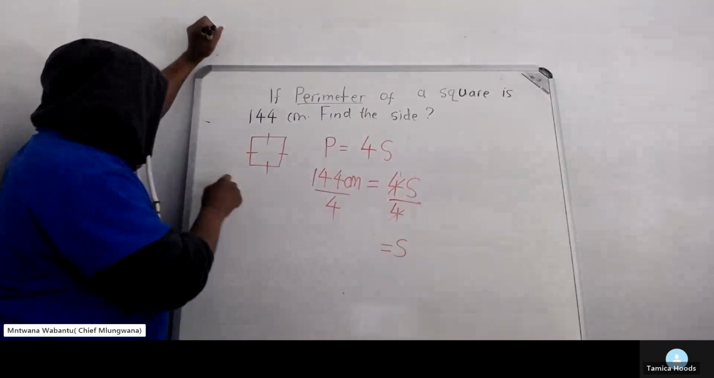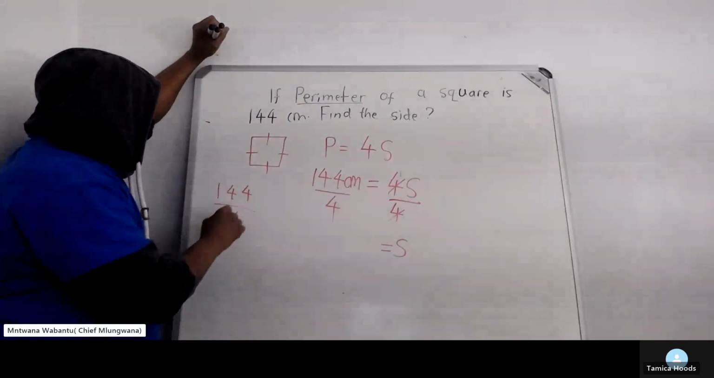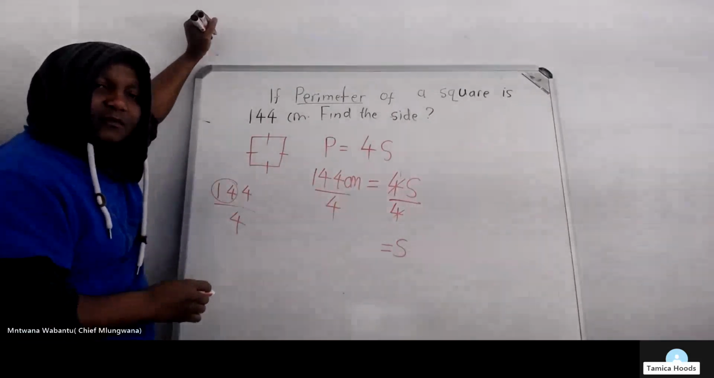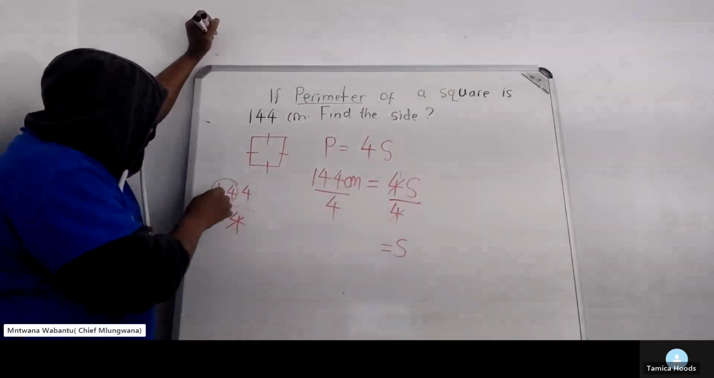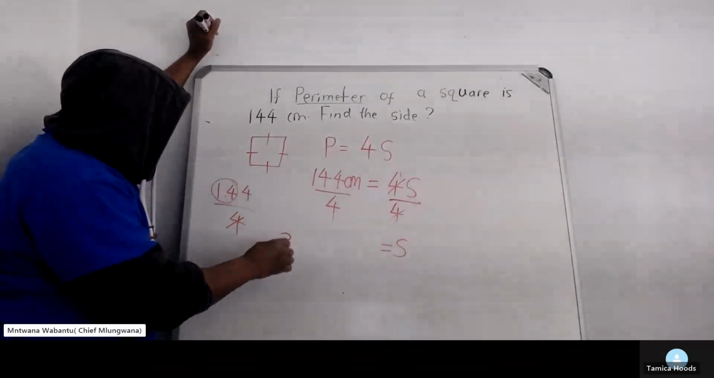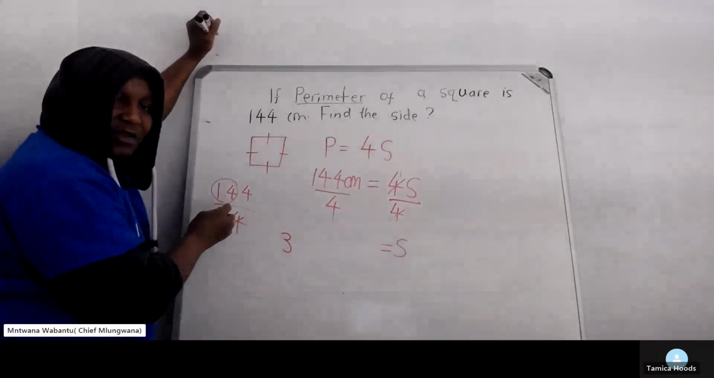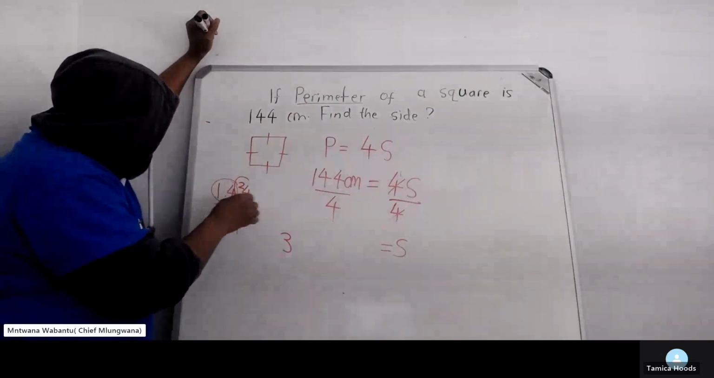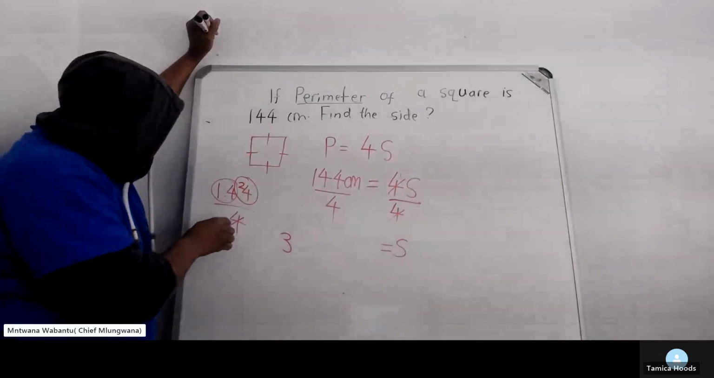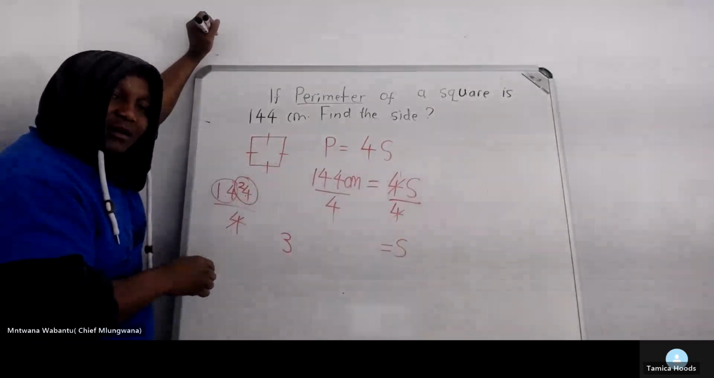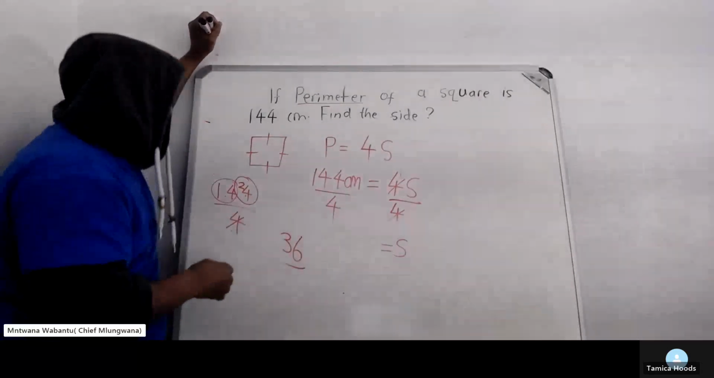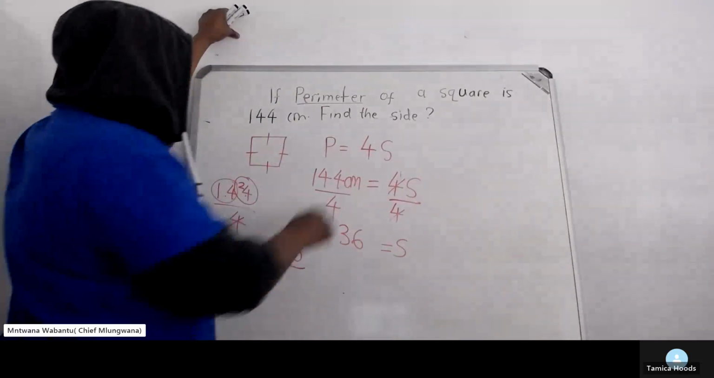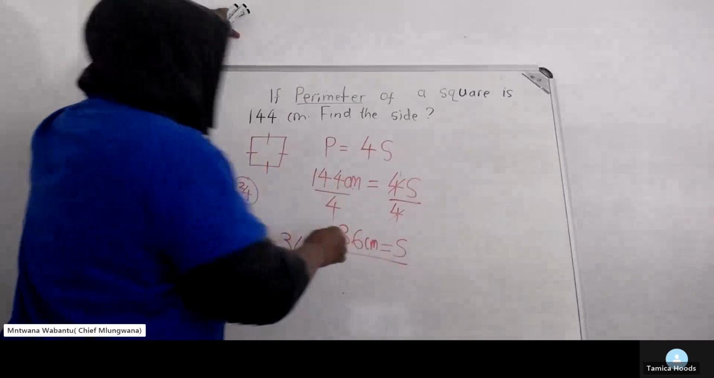So now we come here. 144 divided by 4. We say, how many 4 into 14? 4, 8, 12, so 3. How many of them there? 3, 4 is 12. And what am I going to be left with? We are going to be left with 2. So I'm going to write here 2. So what I have here is 24. How many 4 in 24? 6. So the side is equal to 36. Which unit? Centimeters.